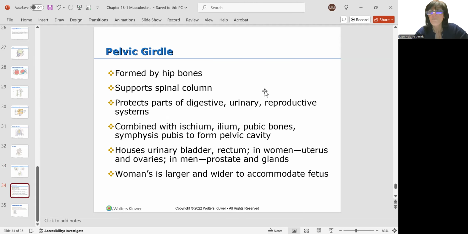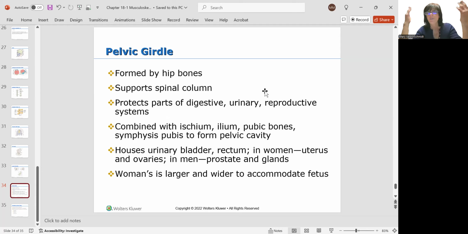The pelvic girdle, that's your hips or your hip bones, and that supports your spinal column. It also protects parts of your digestive and reproductive and urinary system. The ilium, the ischium, the pubic bones, and the symphysis pubis. It's kind of like right where the pubic hair starts. That's that bone right there. They all form together to form the pelvic girdle, is what it's called. Okay. And reproductive, like I said, the organs are in there. It's protection and it's also support.